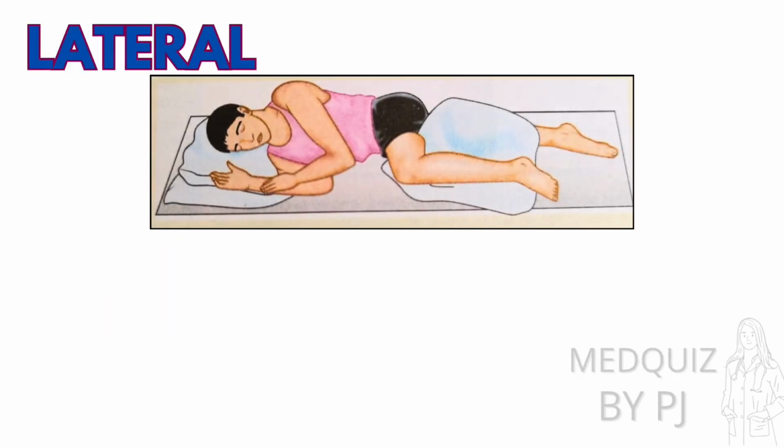Lateral position. Patient is lying either on the left or right side, with hip and knees flexed, top leg in front of the bottom leg. In this position, pressure on the back and coccyx will be relieved and pressure is distributed along the scapula, lateral aspect of the ilium and the greater trochanter of the femur.